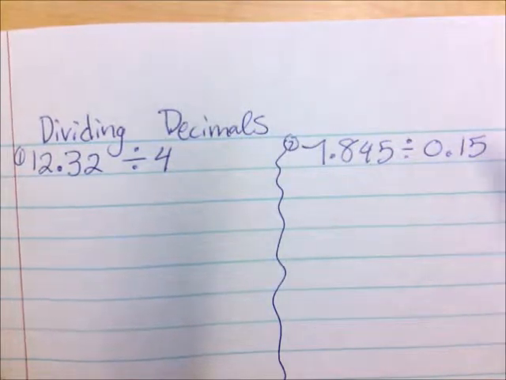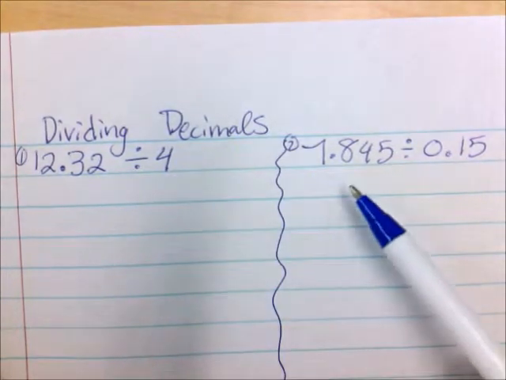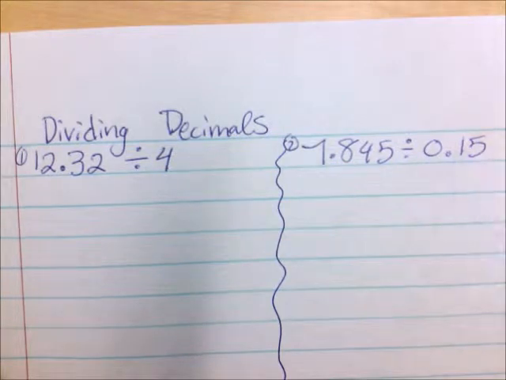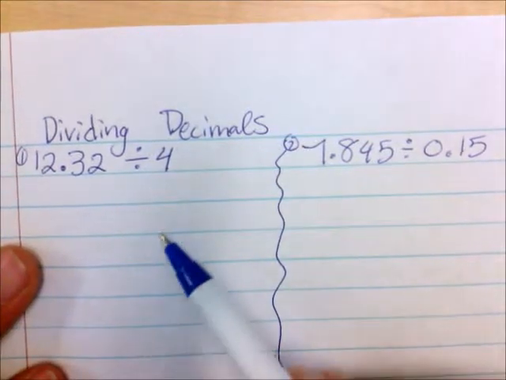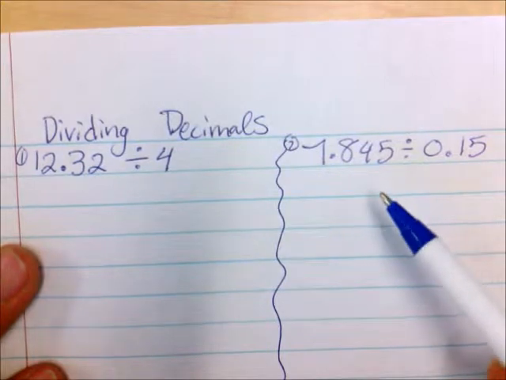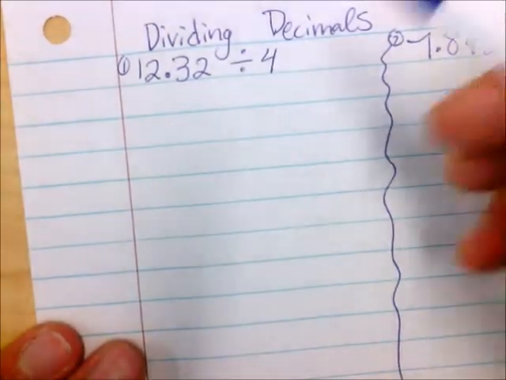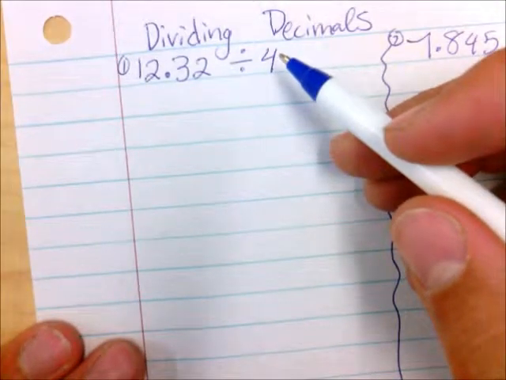Now notice I have two different problems here. I have a decimal divided by a whole number, and then over here I have a decimal divided by a decimal. We broke these two lessons down into 2 different days. The first one just being decimal divided by a whole number, and then the second day it got a little more difficult. We added one more step to do decimal divided by a decimal. So let's start over here with dividing by a whole number first. We have 12.32 divided by 4.